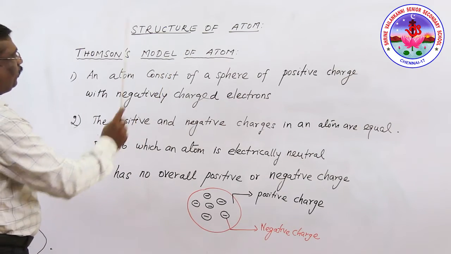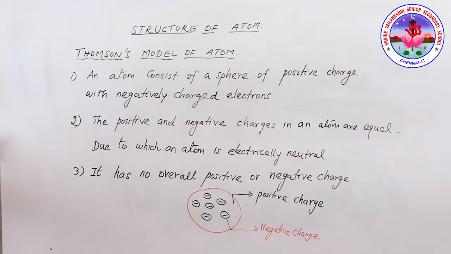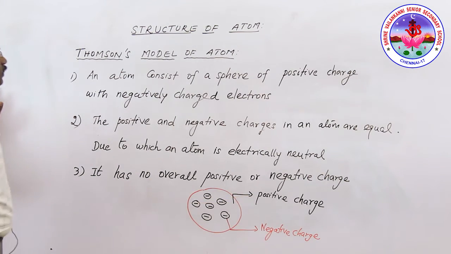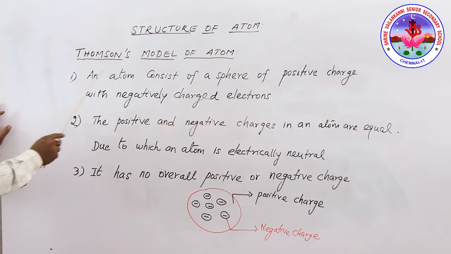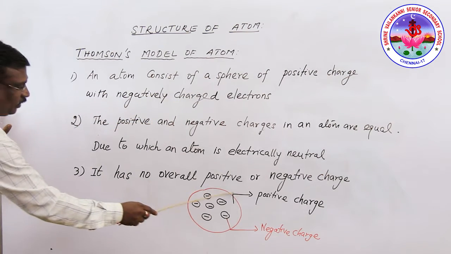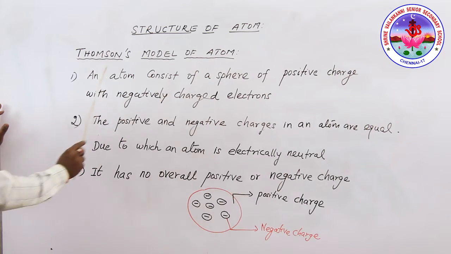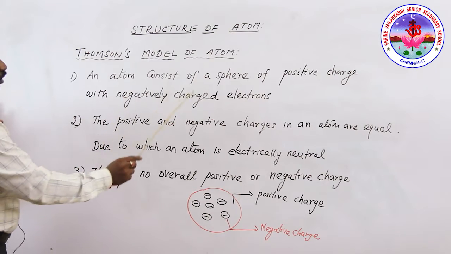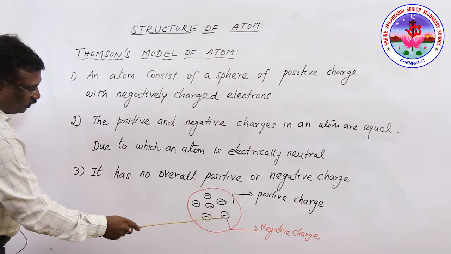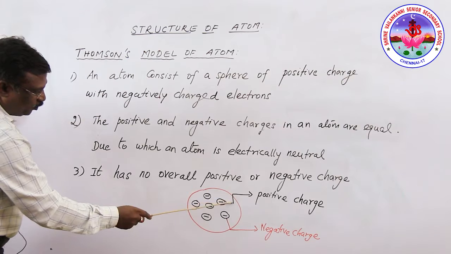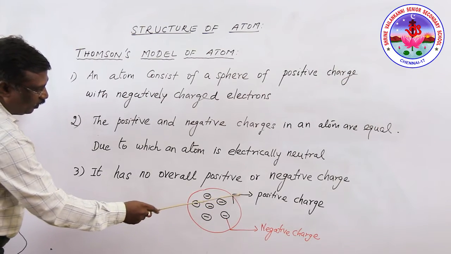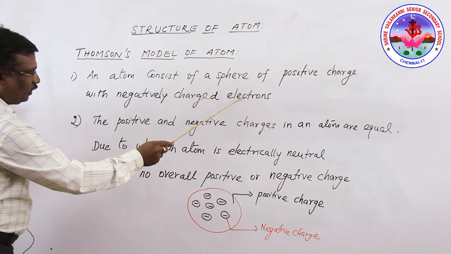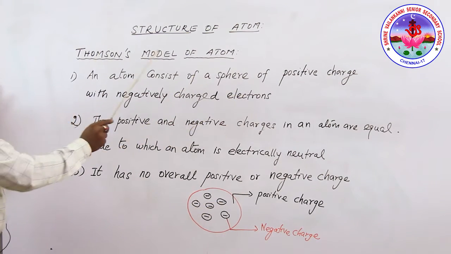The Thomson atom model explained three important postulates regarding the positive charge particle and the negative charge particle. Now, an atom consists of a sphere like this. The sphere shape is called the atom. The atom consists of a sphere of positive charge with negative charge, the electrons. All the empty space is positive charge, and the remaining negative charge particles are called electrons. Clear? This is the first postulate of the Thomson atom model.